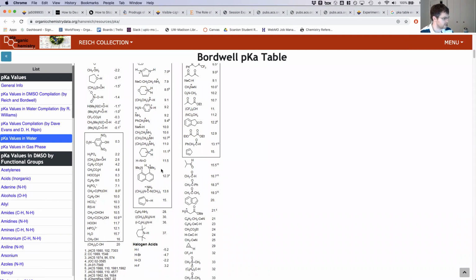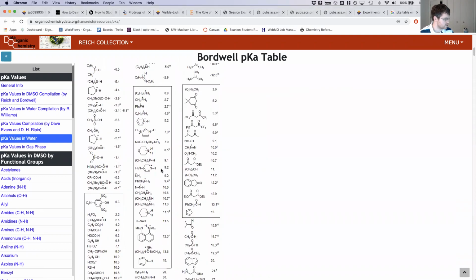Now let's see if we can find the protonated triethylamine. So this is diphenylamine. Here's imidazole. Here's ethylamine, diethylamine, and triethylamine. So triethylamine, it has at 11. So maybe I had a DMSO value. Huh. Wonder where I got that number.